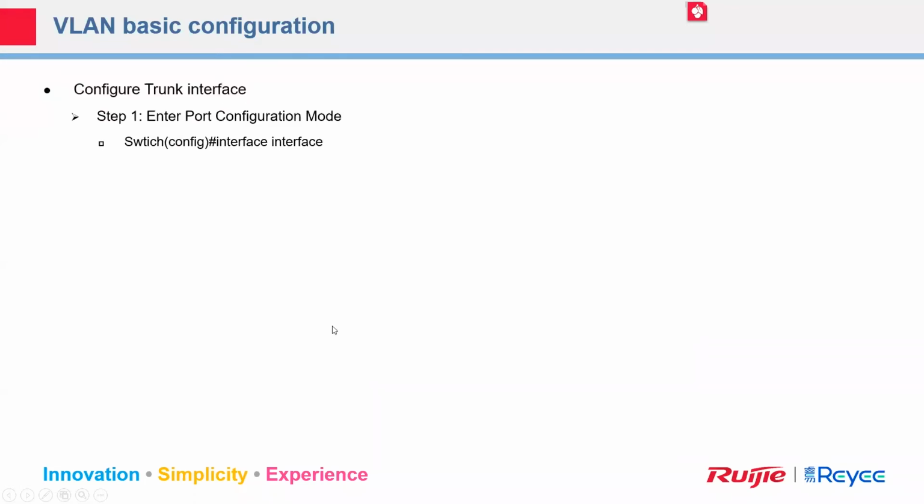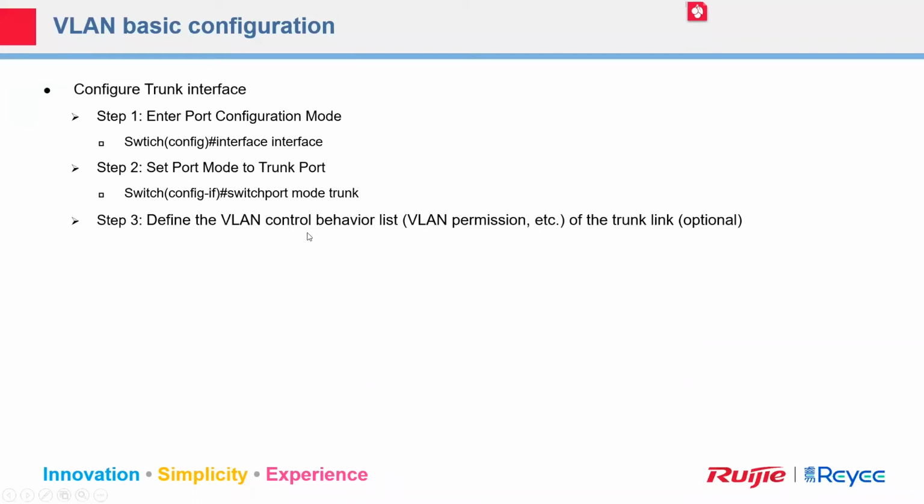About the trunk, you also have to enter the interface to switch the mode to trunk, and pay attention, you have to add the control behavior. For example, maybe remove, or maybe allow some VLAN alone, something like this. About the trunk, you only allow the VLANs in your interface, then the trunk interface can forward the traffic with the tag. Otherwise, it cannot.